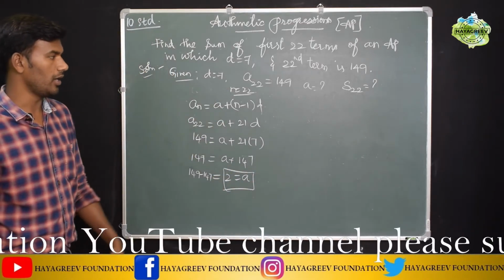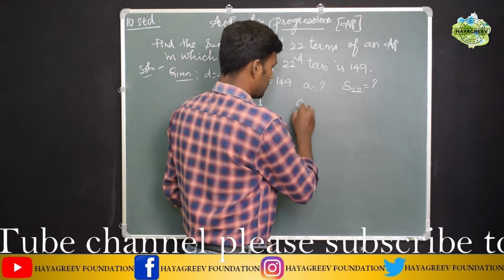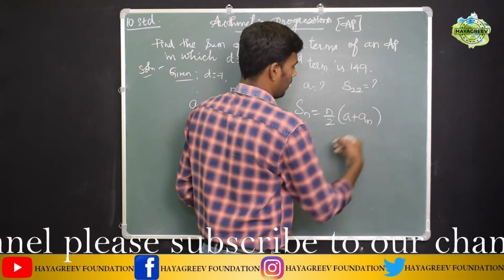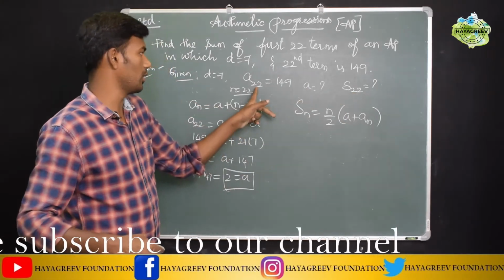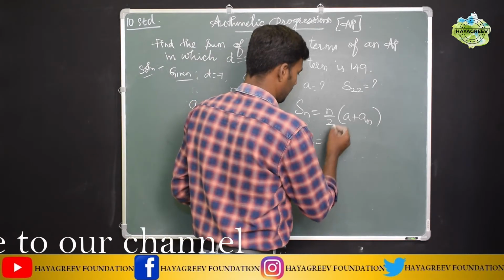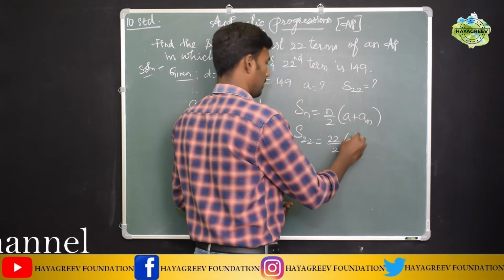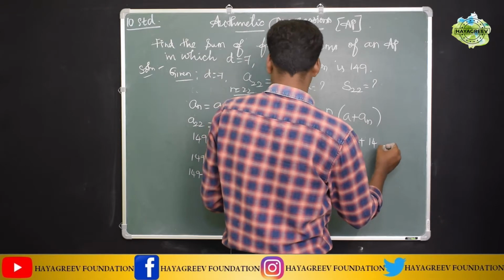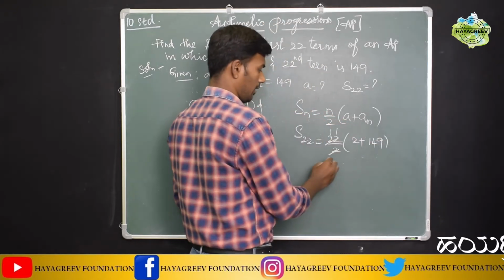Then I should find S22, and we have A22 also. Then I will use Sn is equal to n by 2 into a plus an. Here n is 22, and A22 is given, so I can use it. Then S22 is equal to 22 by 2 into a, which is 2, plus an, which is 149.